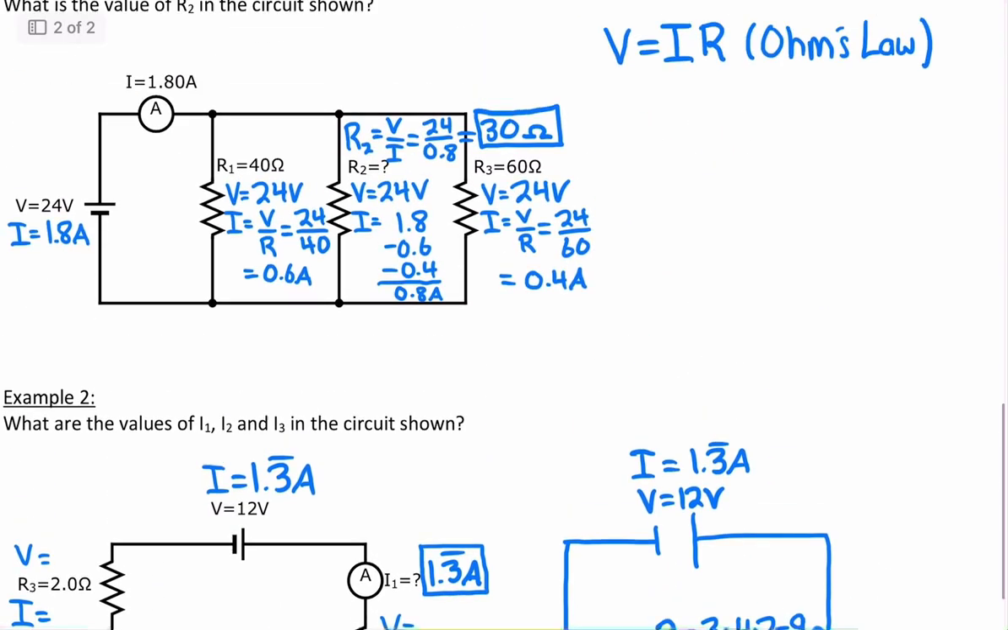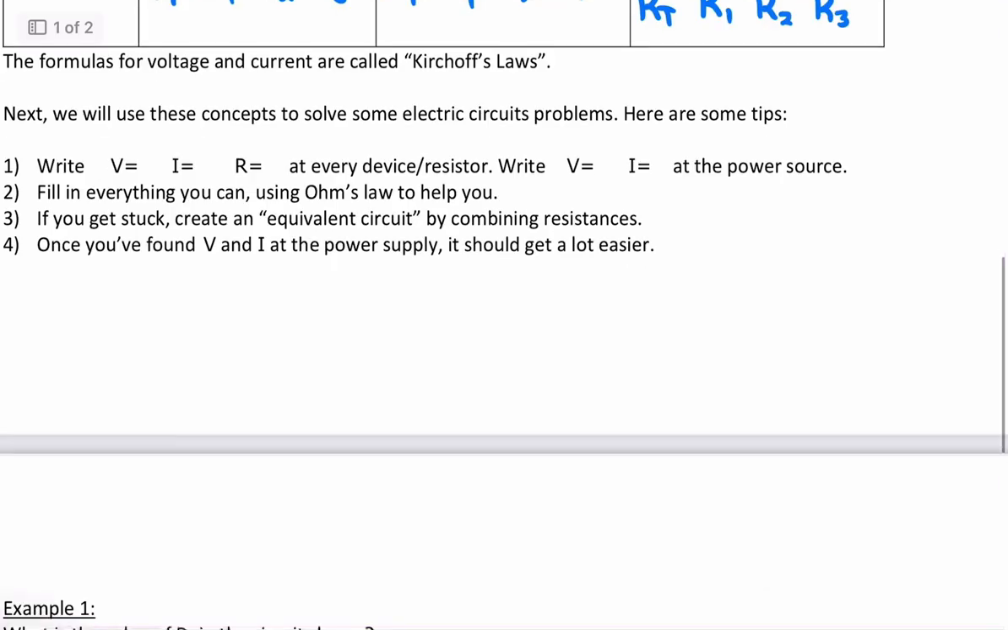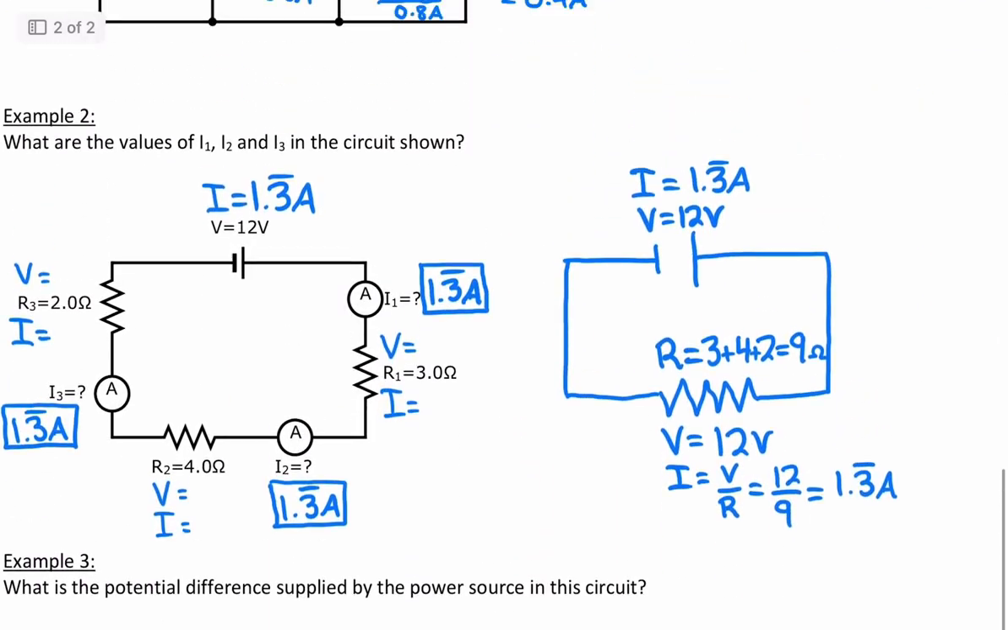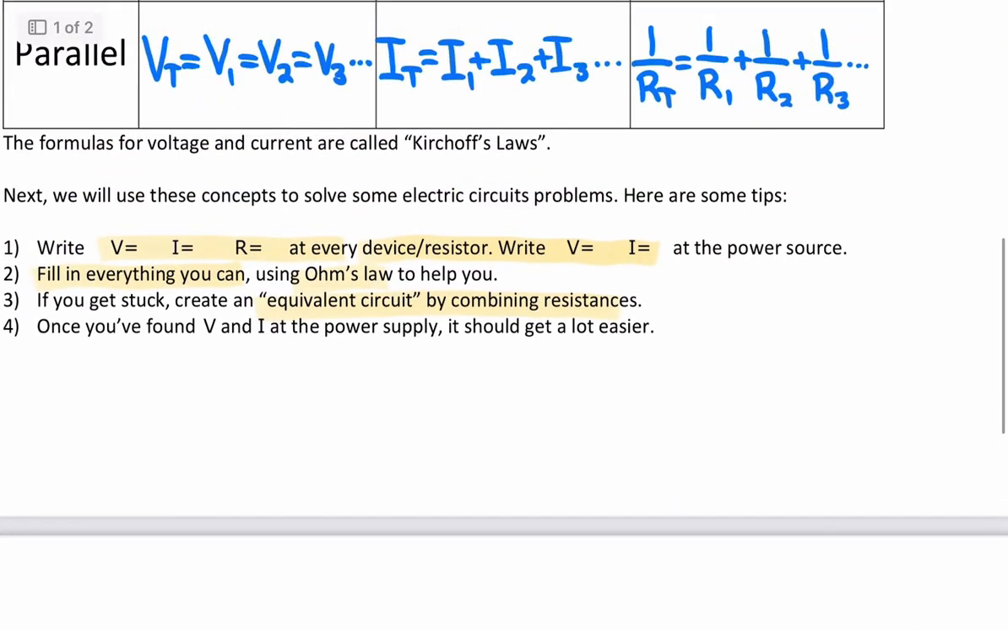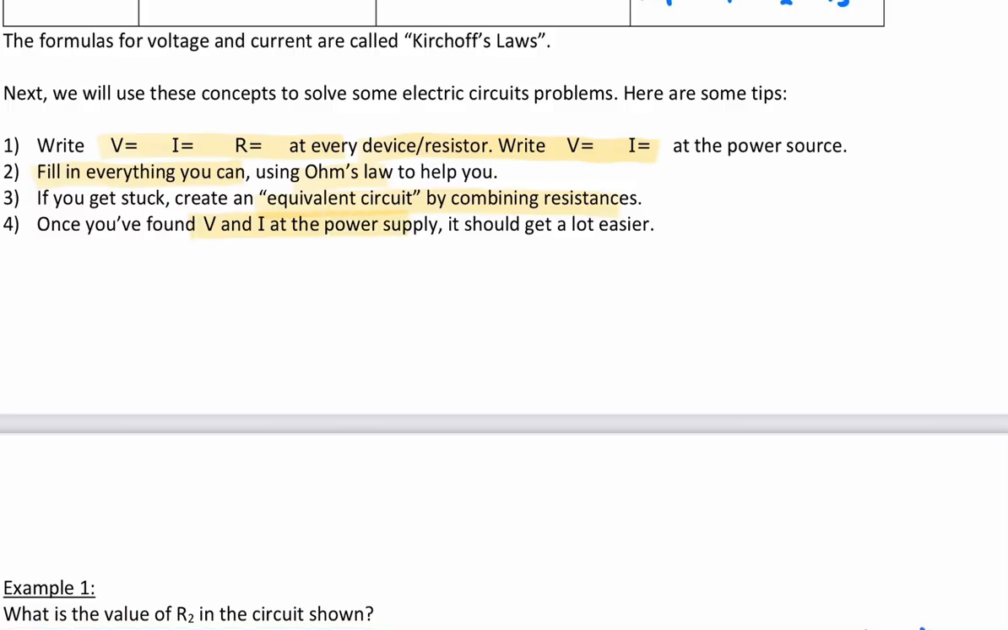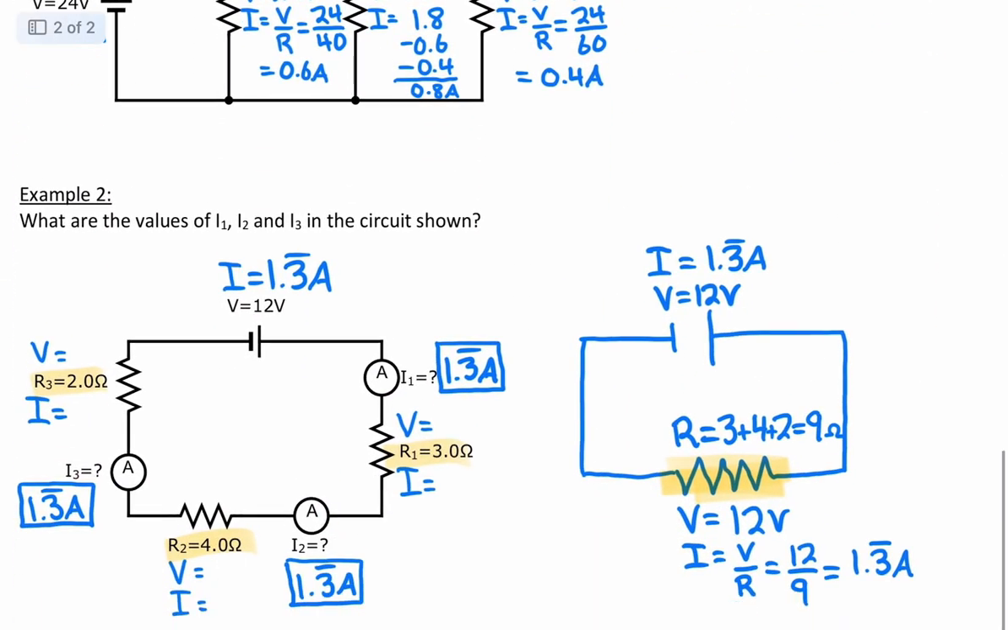All right, so there's an example that kind of used all of our steps. We set the problem up with V, I's, and R's in all the right places. We tried to find what we could using Kirchhoff's laws, and we would have used Ohm's law if we could get to it, but we got stuck. So we had to make an equivalent circuit by combining resistances. We combined these three resistances, in this case in series, to get this total resistance, and we used that in our new circuit. And then once we had V and I at the power supply, things did get a lot easier. Once we had these two things, we were basically done the problem.